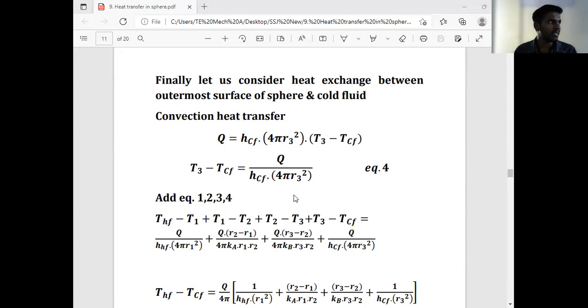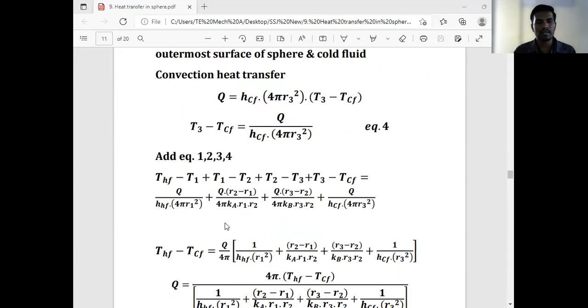So now we have to add the equation 1, 2, 3, 4. By adding these equations, we get the equation for THF minus TCF, because the other factors will cancel. T1 will cancel, T2 will cancel. Okay, T3 will cancel. So what is the remaining at the left hand side? THF minus TCF. So whatever the right hand side is there, from that right hand side we have to take the Q by 4 pi as a common, and remaining equations we have to write in the bracket.